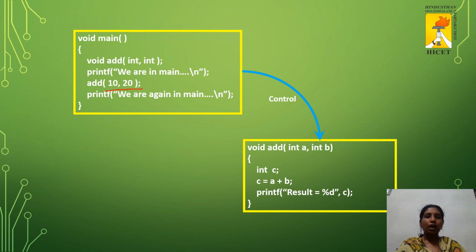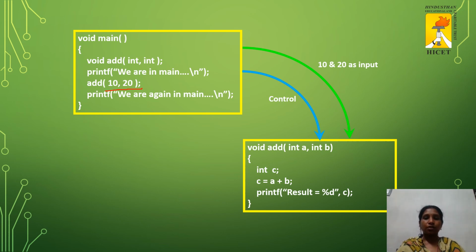Once the compiler reads this add of 10, 20, the control is going to pass to the function definition part along with the parameters 10 and 20 as the input. Now the statements inside the function definition will be executed here.